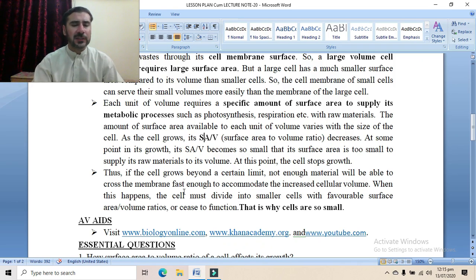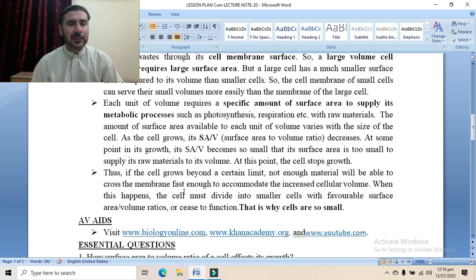So the surface area is so small that it cannot fulfill the needs of the large volume. So what happens when the cell grows up to a certain limit? Its surface area becomes very much less, its volume becomes so much higher, so its surface area to volume ratio becomes very small, and the cell cannot be supplied with proper nutrients for its internal large volume. So ultimately, the cell will cease functioning, or otherwise the cell will start division.